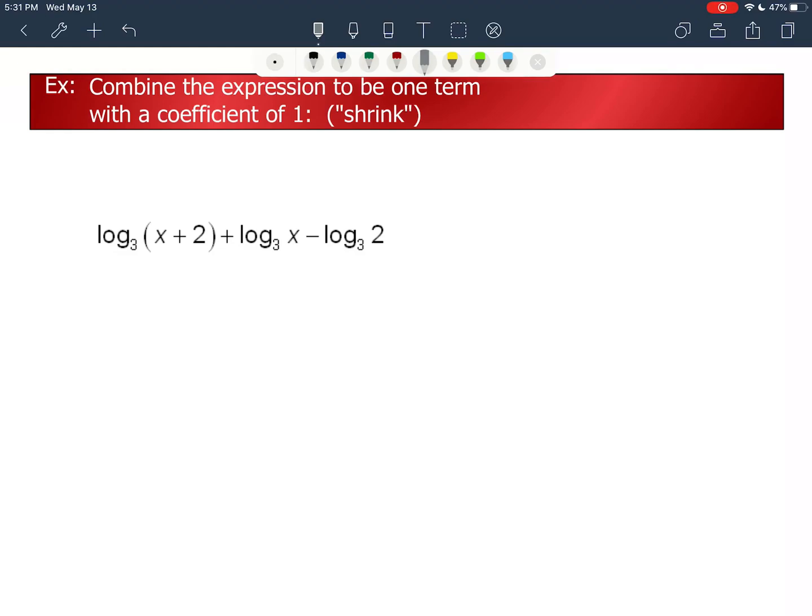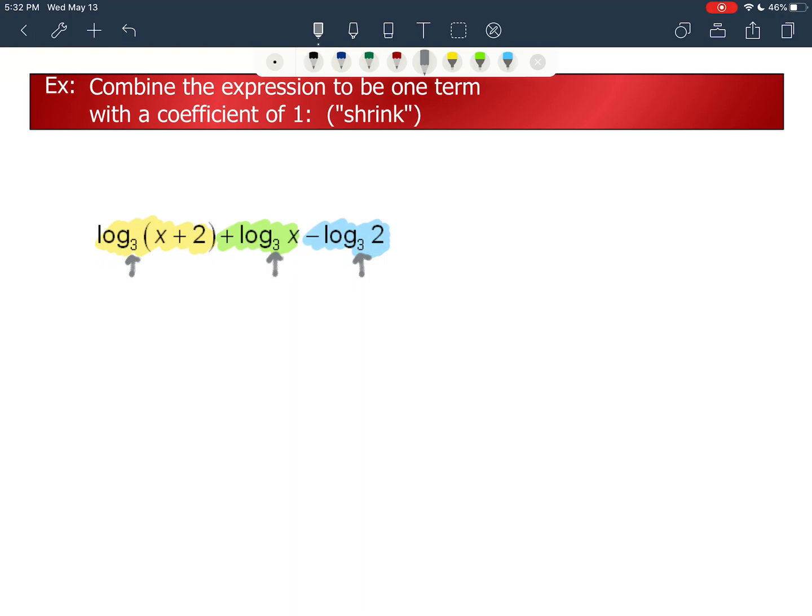We want to take this expression and combine it to be a single term. So there's 3 terms here. There's 1, 2, 3 terms. Do they all have the same base? They all have a base 3. So they do all have the same base, which allows us to now shrink this expression into a single term.